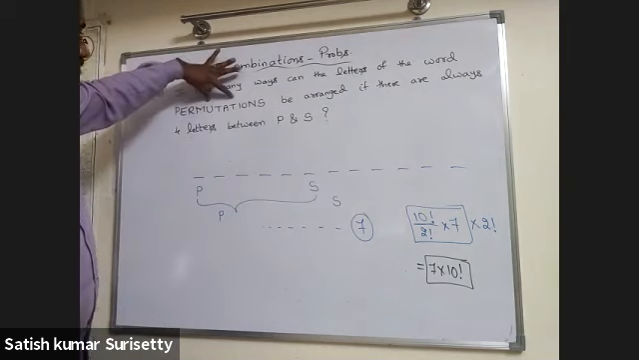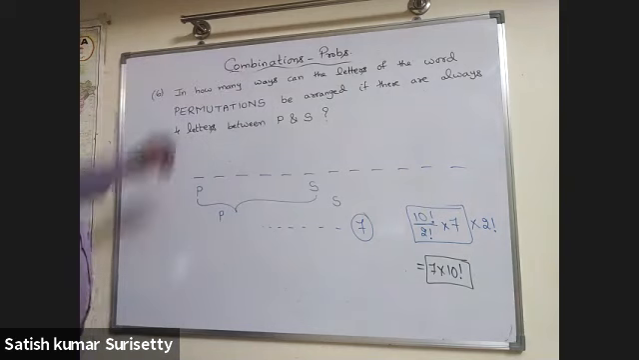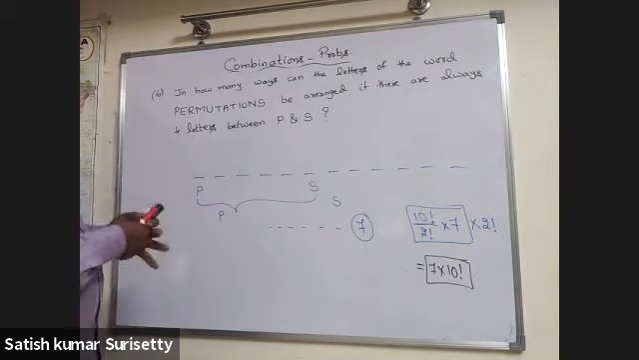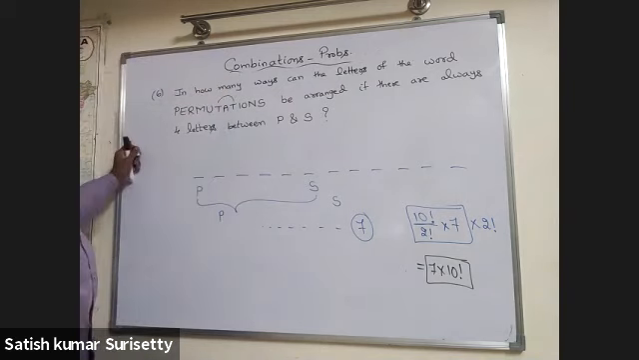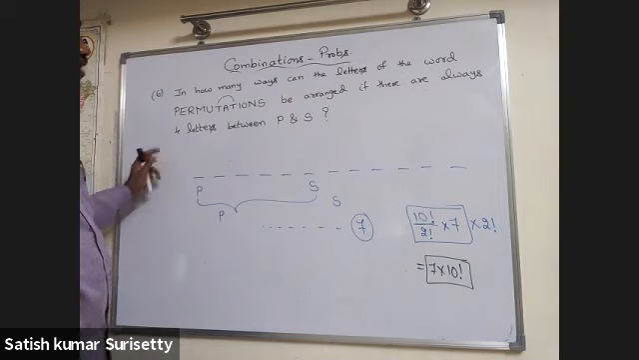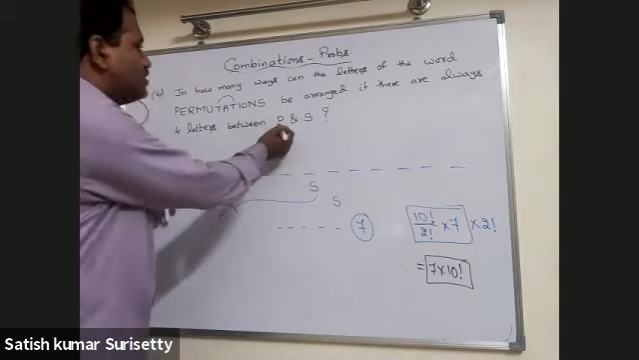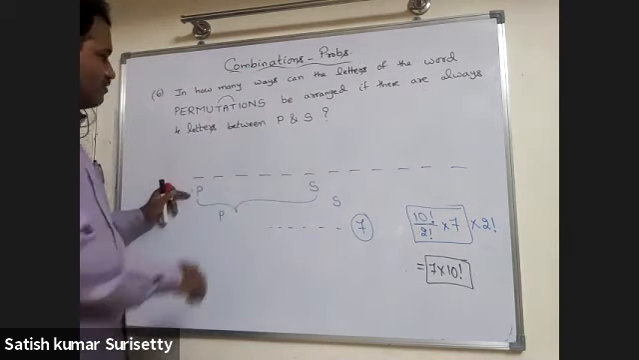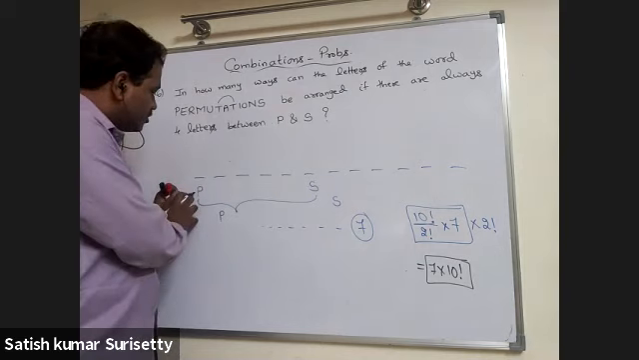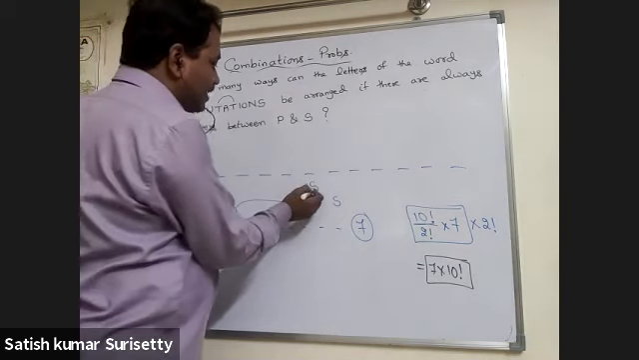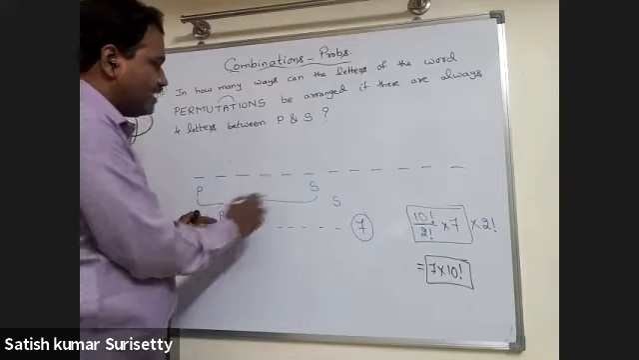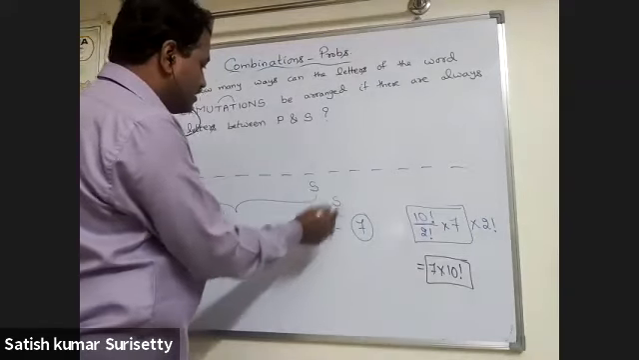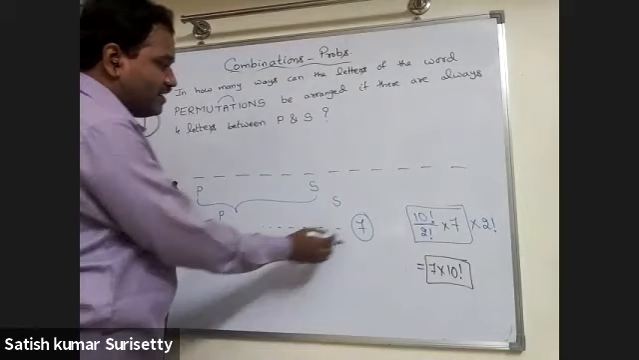Now the total number of letters is 12, out of which only one letter is repeated, T. The remaining are all distinct. Now we have to identify first how many cases will be there for the positions of P and S. One possible case is P can be in the first position and S can be in the sixth position. Another case is P can be in the second position and S in the seventh position. Like that you will be having 7 cases.